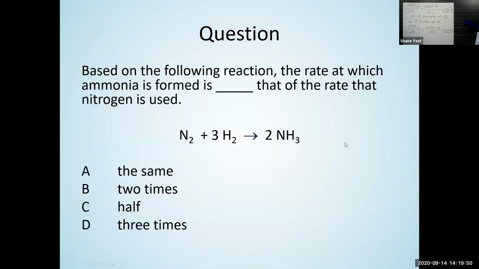All right, then. Based on the following reaction, the rate at which ammonia is formed is blank that of the rate that nitrogen is used. Is it the same? 2 times that? Half that? Or 3 times that? And as a reminder, ammonia is NH3. Okay.